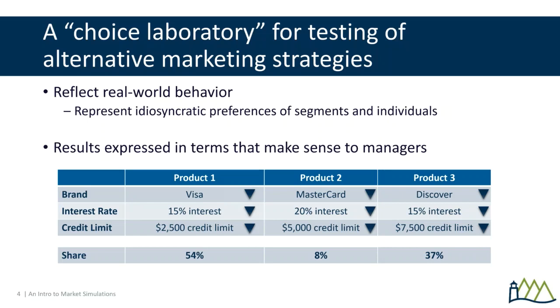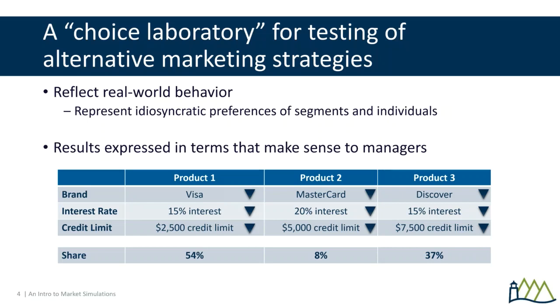And they also keep the integrity of the segments that you have in the marketplace as well as the individuals. So you can see a little example on the bottom. We have our three attributes of brand, interest rate, and credit limit, and our three products across the top that we've built. Typically, you can toggle through each of the levels. So in our example, we have a Visa with 15% interest rate and a $2,500 credit limit versus a MasterCard product and a Discover product, each garnering their own set of shares.